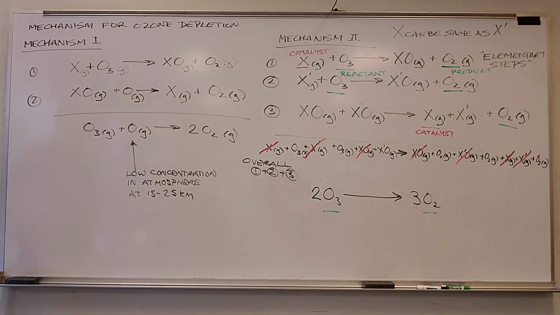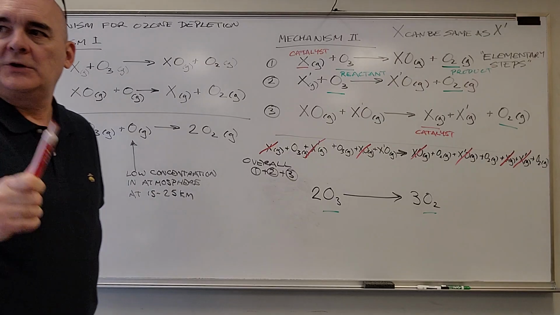There's every reason to believe that X and X prime are the same thing. And I can even write that one down for you, where mechanism 2 is that this is the same thing. It would just be 2X plus 2O3 makes 2 XOs and 2 O2s. So X and X prime are both catalysts. The reaction needs them in order to progress, but it does not consume them.